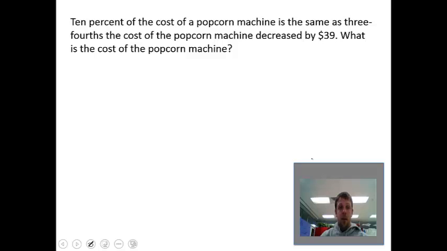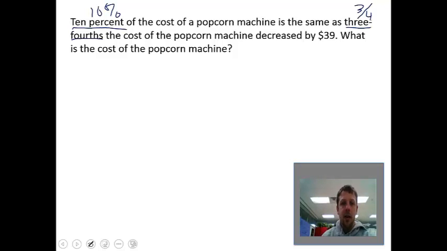Let's start. 10% of the cost of a popcorn machine is the same as 3/4 the cost of a popcorn machine decreased by $39. What is the cost of the popcorn machine? So they're basically trying to confuse us and puzzle us. So what I'm going to do first is identify all the numbers that are hidden. I notice there's one right here, and one right here. I think that's all I see. So 10% is 10%, and 3/4 is a fraction, so 3/4.